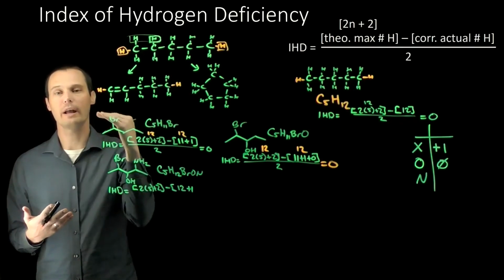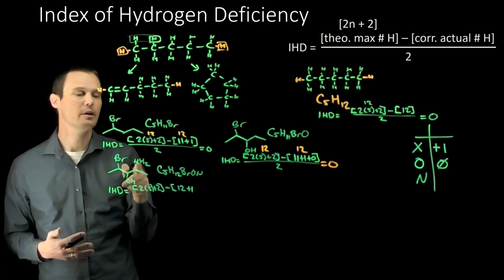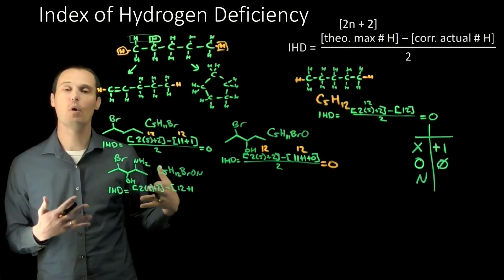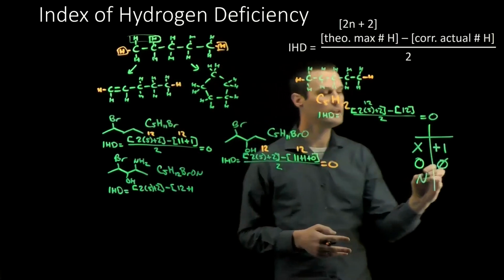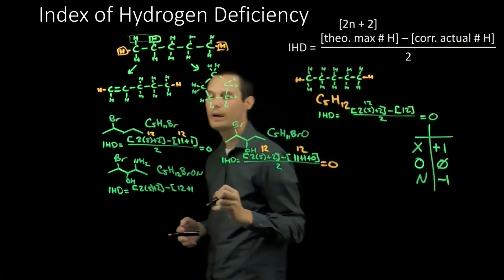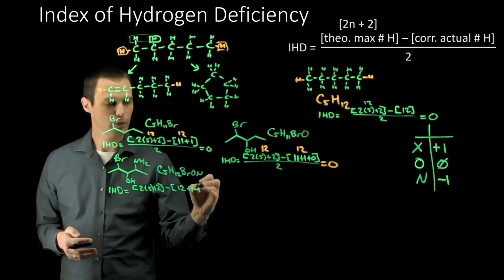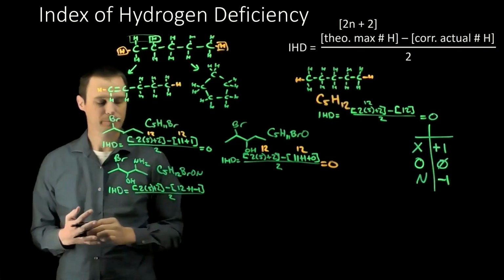Now we're artificially 1 hydrogen inflated in our hydrogen count. This nitrogen causes us to have 1 more hydrogen than we really should have. So to correct for a nitrogen, we are going to need to subtract 1 from our total in order to correct for that nitrogen. So we'll subtract 1 from the total here and divide by 2.